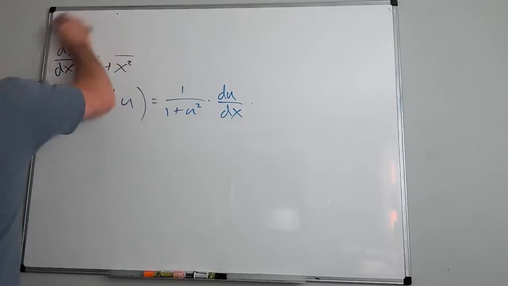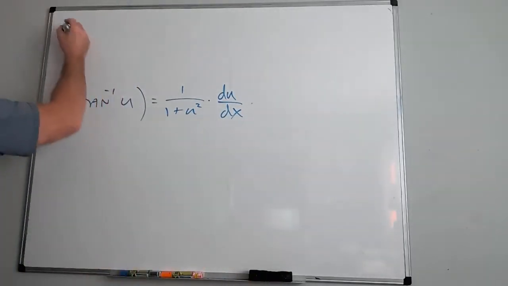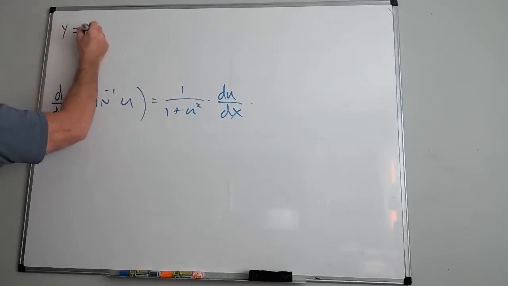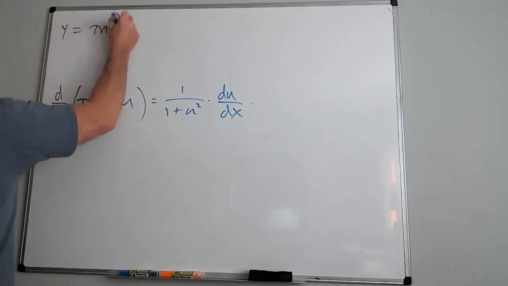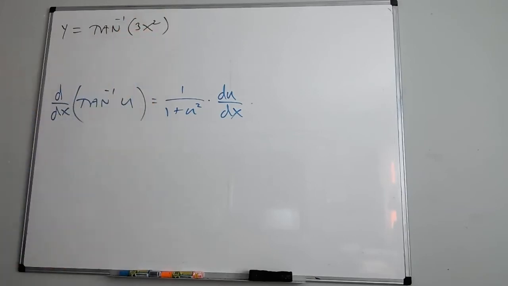Okay, so let's start simple. Y equals the inverse tan of 3x squared. Okay, what is the derivative?